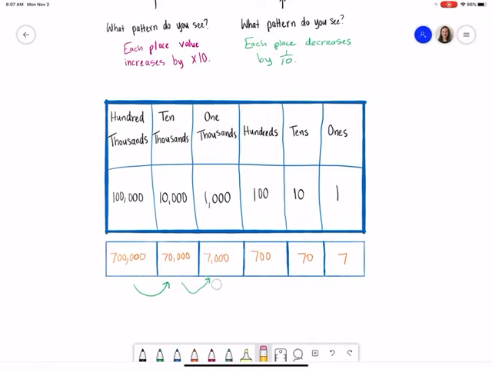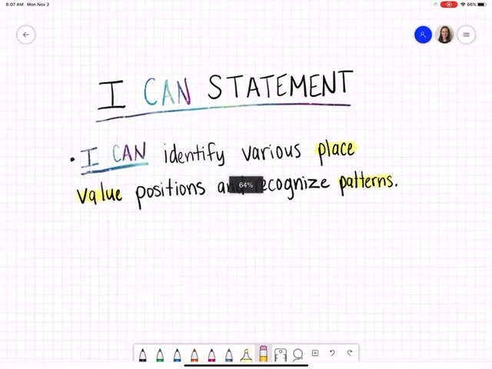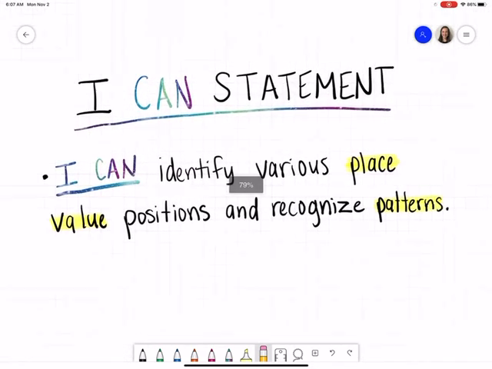So we're going to move on and read our I can statement for today. Okay, so here's our I can statement. I can identify various place value positions and recognize patterns. Okay, so I highlighted 2 keywords. If you have a paper in front of you, go ahead and write down these keywords: place value and patterns. Okay?